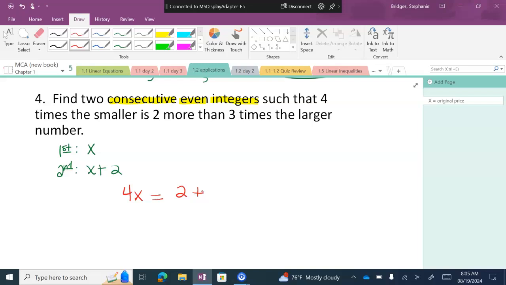2 more than, what does it say? 3 times the larger. What's the larger number? If I want to multiply 3 by that, what do I need to put the x plus 2 in? Parentheses. Again, 4 times the smaller, that's just x, so 4 times x equals 2 more than 2 plus 3 times the larger. The larger one is going to be x plus 2. Take a minute and finish solving that. Keep in mind, it has to be an integer. If it is not a positive or negative whole number, then we have an issue. If I get a fraction or a decimal, that answer is not a valid answer.